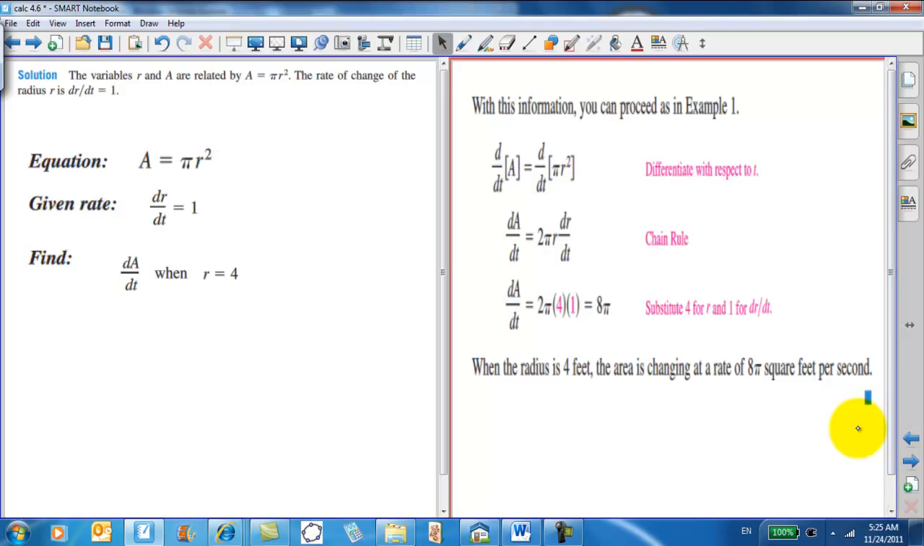So, we can proceed as we did before. We take the derivative of both sides with respect to time, and then the chain rule gets applied in both these cases because you've got pi r squared. The derivative of r squared becomes 2r, but then you have to take the derivative of the inner function. And then you substitute in the values. We're given dr/dt equals 1 when r equals 4, and so we get 8 pi. So when the radius is 4 feet, the area is changing at a rate of 8 pi square feet per second.